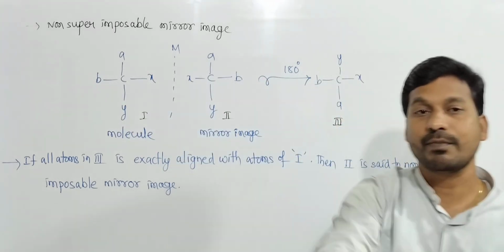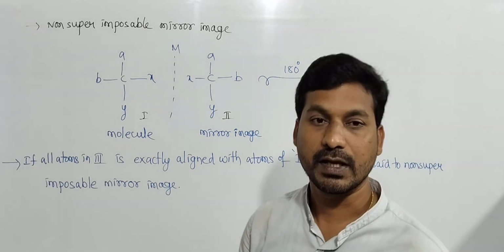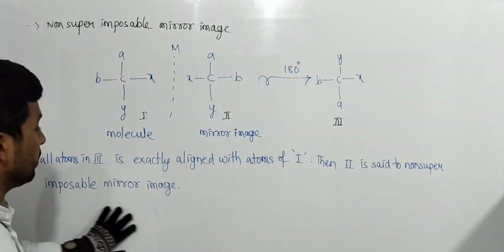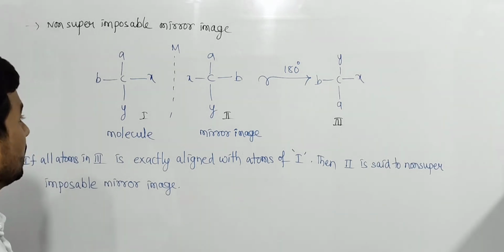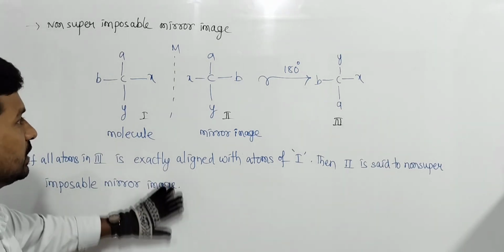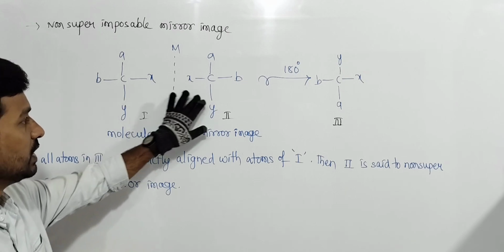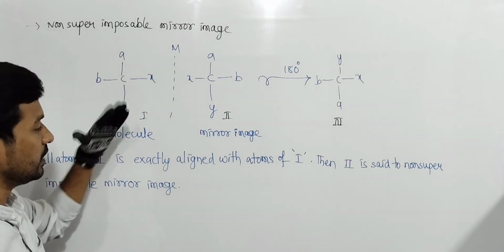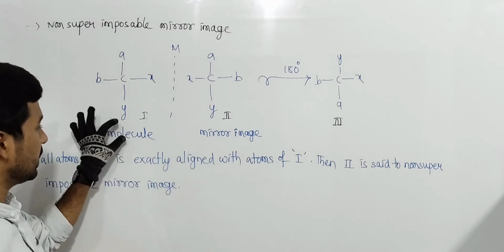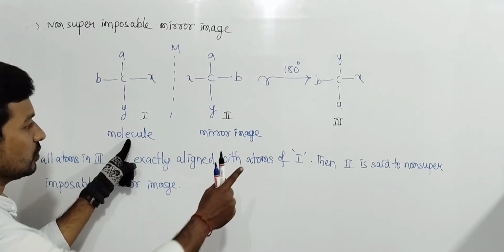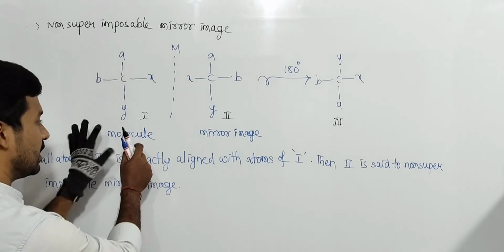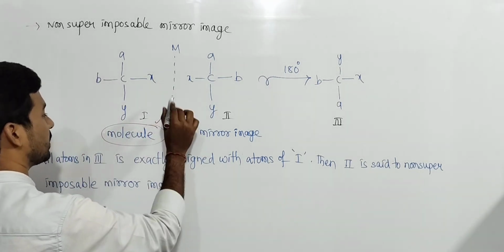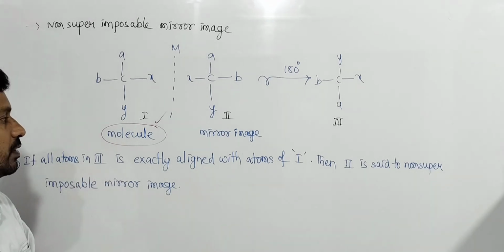Such molecules are only optically active. In the next examples you will understand better, but try to understand it to this extent here. The non-superimposable mirror image concept: the mirror image, rotated by 180 degrees and placed here, if all atoms are aligned, then that molecule is said to have a superimposable mirror image. Otherwise, this molecule has a non-superimposable mirror image.